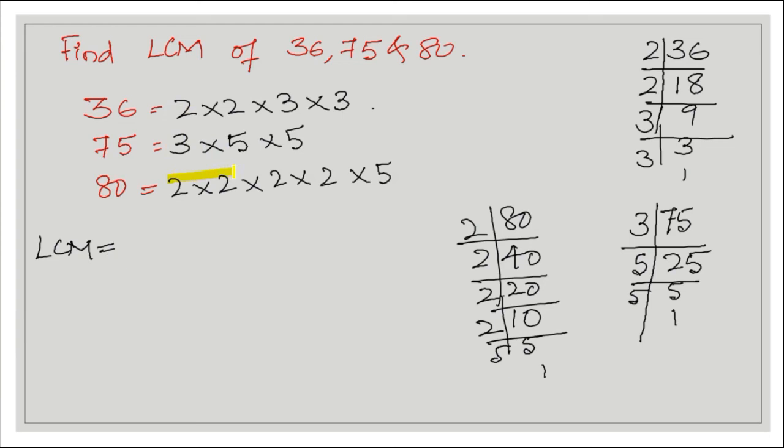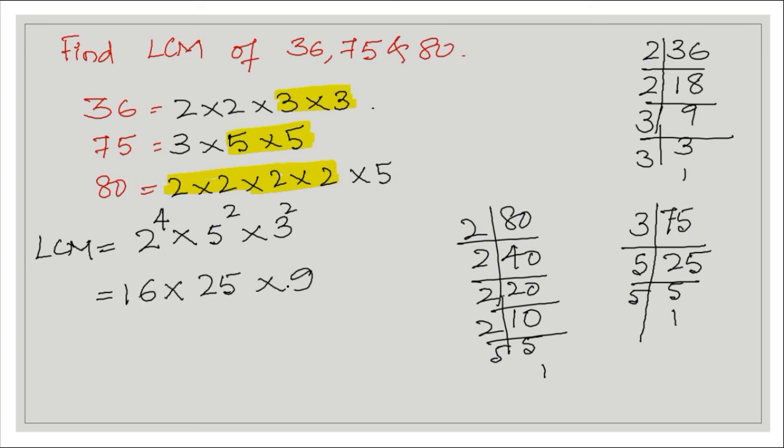2 is repeated a maximum of 4 times. So 2 raised to the power 4, multiplied by 5 repeated 2 times, 5 square, multiplied by 3 repeated 2 times, 3 square. So the LCM is 2 multiplied 4 times, into 5 multiplied 2 times, into 3 multiplied 2 times. So it is 16 multiplied by 25 multiplied by 9.